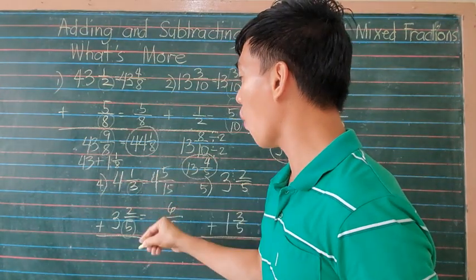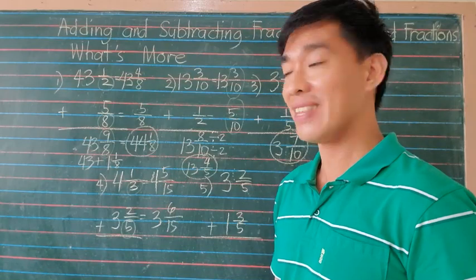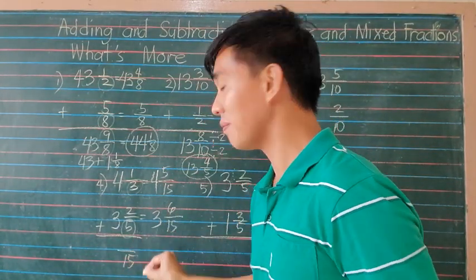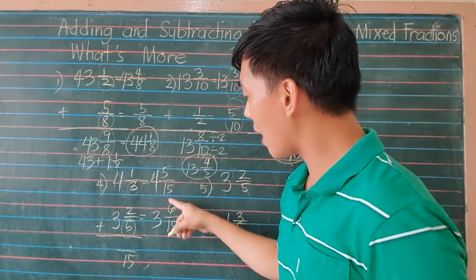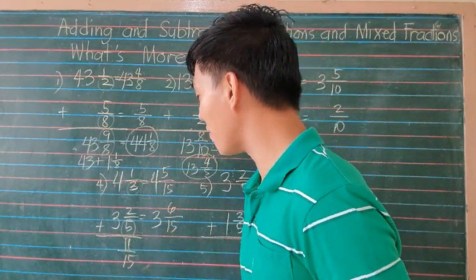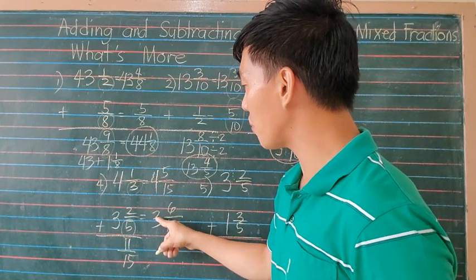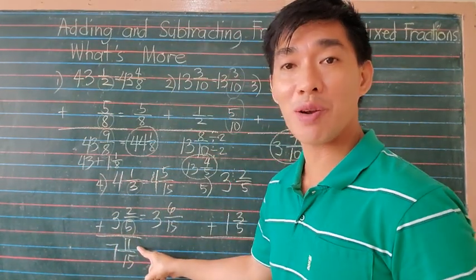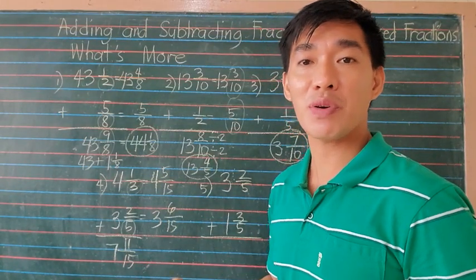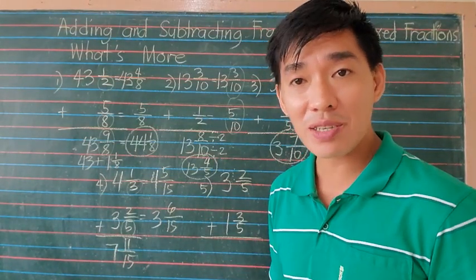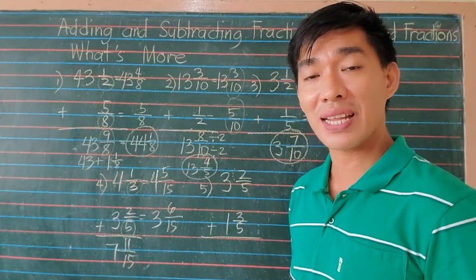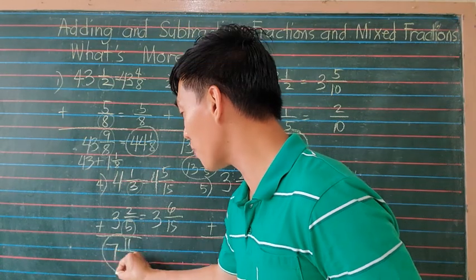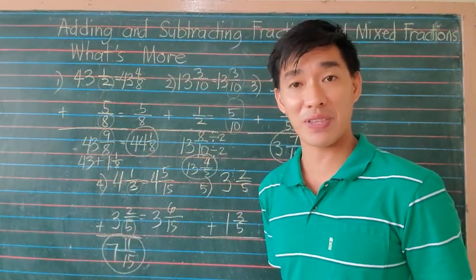Then copy their whole numbers. Then, you will add now. So, their common denominator is 15. Of course, 6 plus 5, that is 11. And add the whole number, which will give you 7. So, always look at your fraction. Be very careful with your fraction always. Yung fraction, we really have to check it. So, that's already in the simplest form. So, that's our final answer, 7 and 11/15.